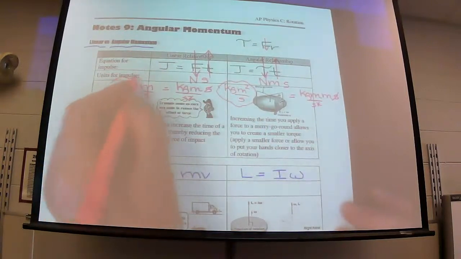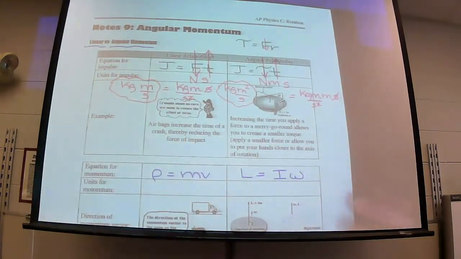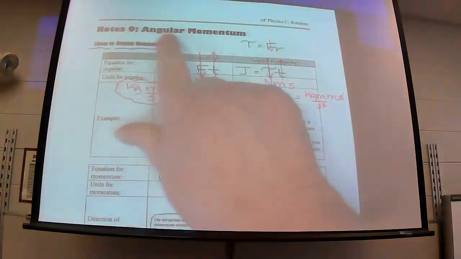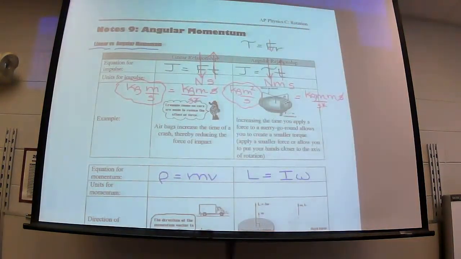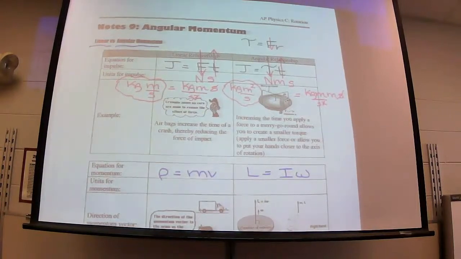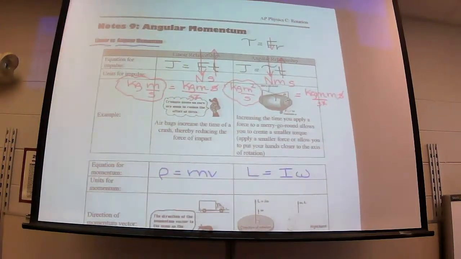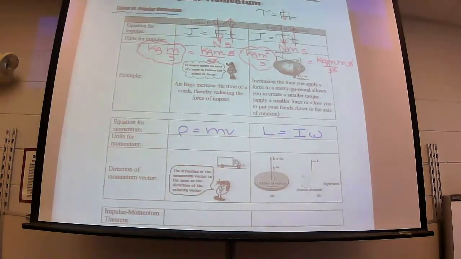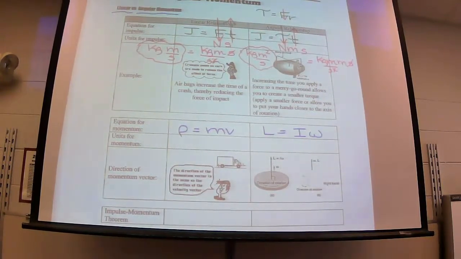So the units are different for linear momentum and angular momentum, or for linear impulse and angular impulse. And just be able to figure them out. Why I point that out is on our AP test, we always want to put down units. They don't take away points for bad units, but they often give points for good units. So we always want to guess our units.